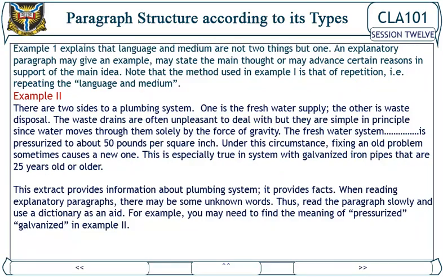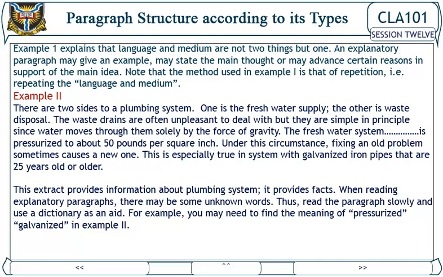Example 1 explains that language and medium are not two things but one. An explanatory paragraph may give an example, may state the main thought, or may advance certain reasons in support of the main idea. Note that the method used in example 1 is that of repetition, that is, repeating the language and medium.